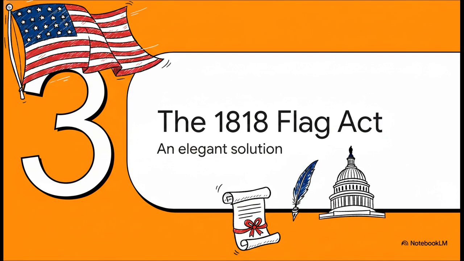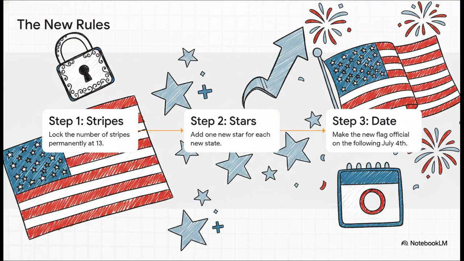This is where the story gets really smart. In 1818, Congress stepped in, passed a new flag act, and created this elegant, permanent solution to the whole skinny stripe problem. And the new system they came up with? It was brilliant, just so simple. Rule number 1, lock the number of stripes at 13, forever, to honor those original colonies. Rule 2, keep adding 1 new star for each new state. But, and this is the crucial part, the timing. The new flag would only become official on the following 4th of July.